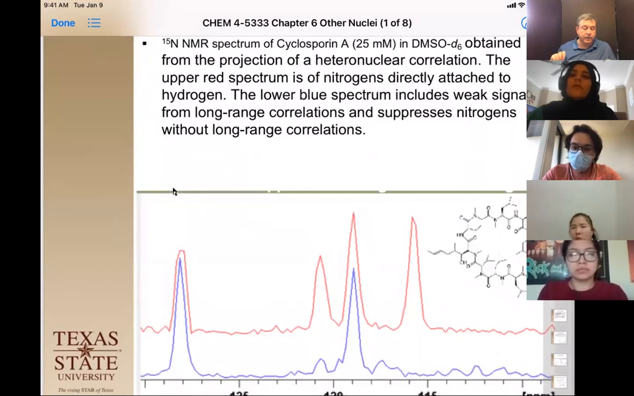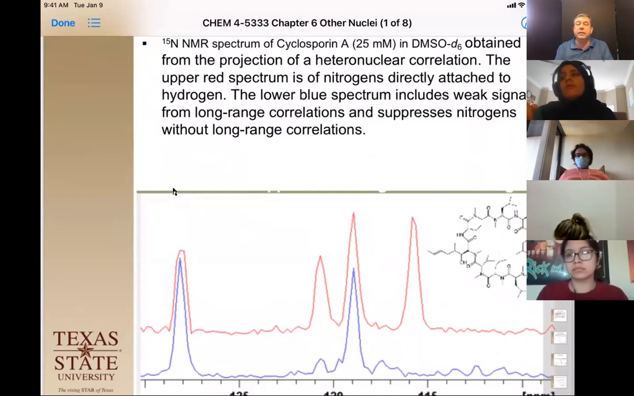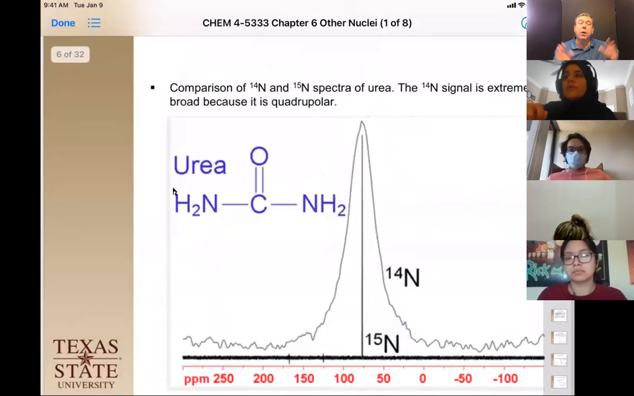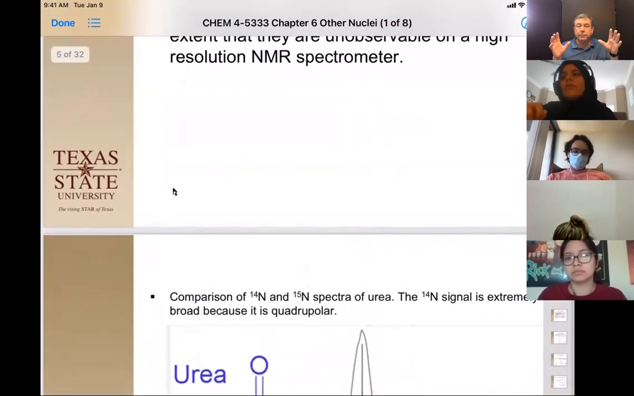Okay. Can I ask a question? Why does nitrogen-14 have a quadrupole moment? Why only nitrogen? No, you have to measure them for all nuclei. It's just that nitrogen-14 has a positive quadrupole moment, but nitrogen-15, because it has half spin, has zero quadrupole moment. Things with half spin end up with zero quadrupole moments.